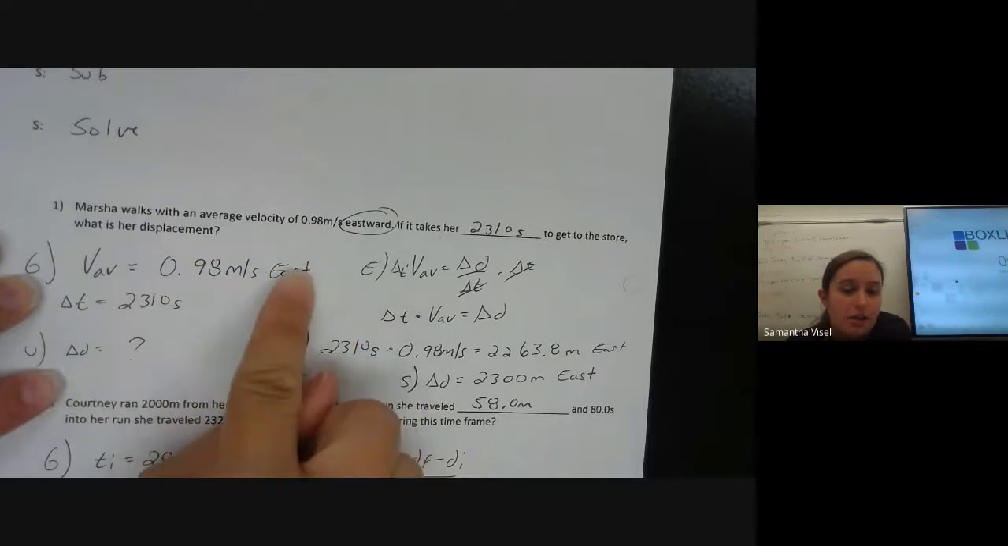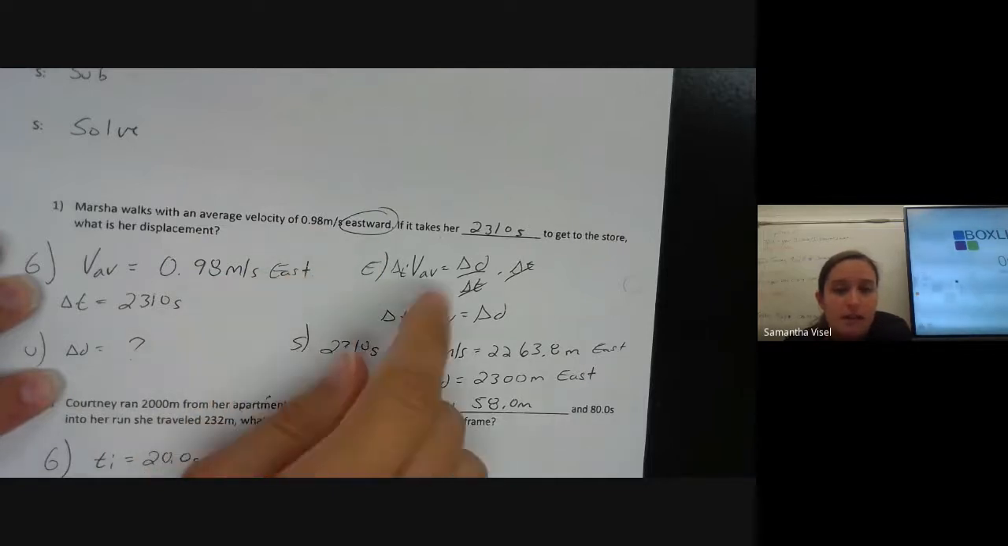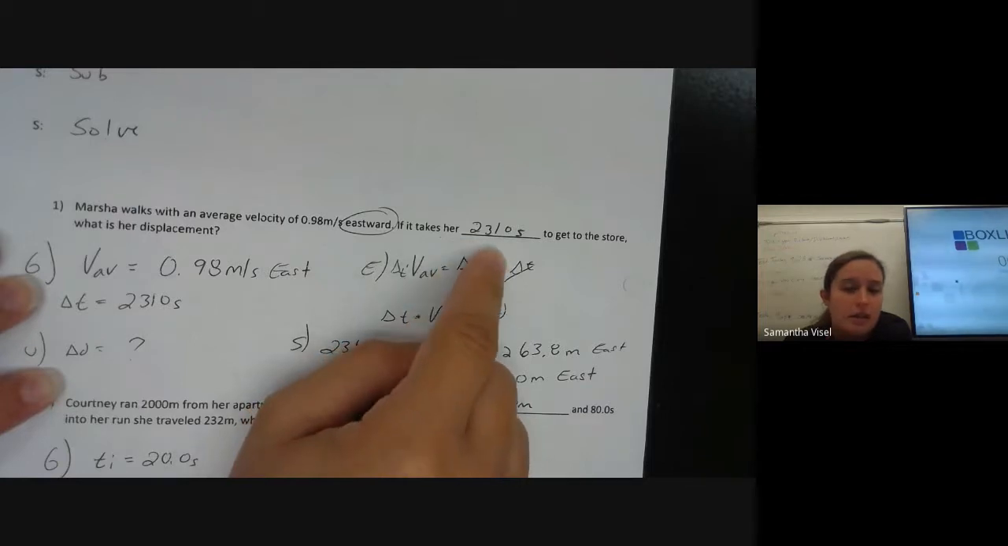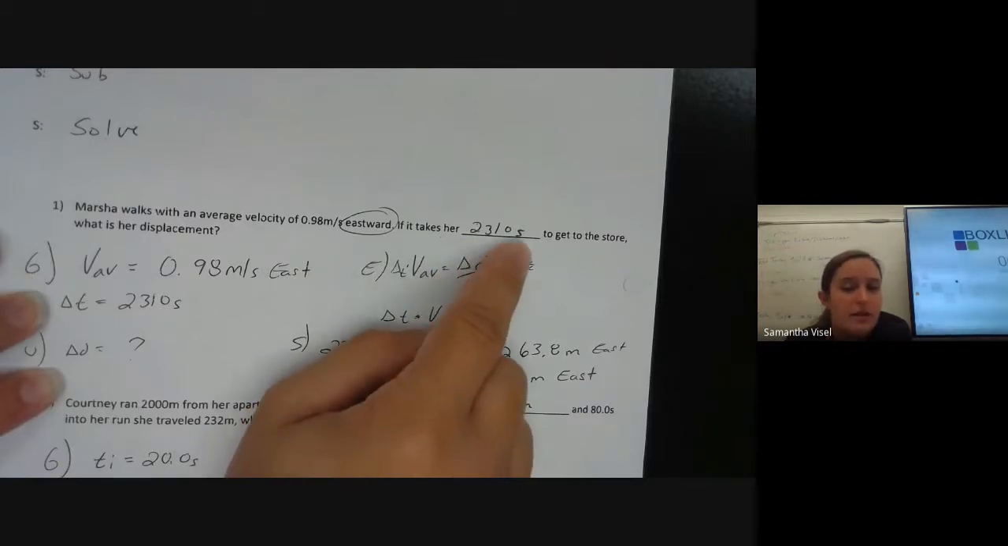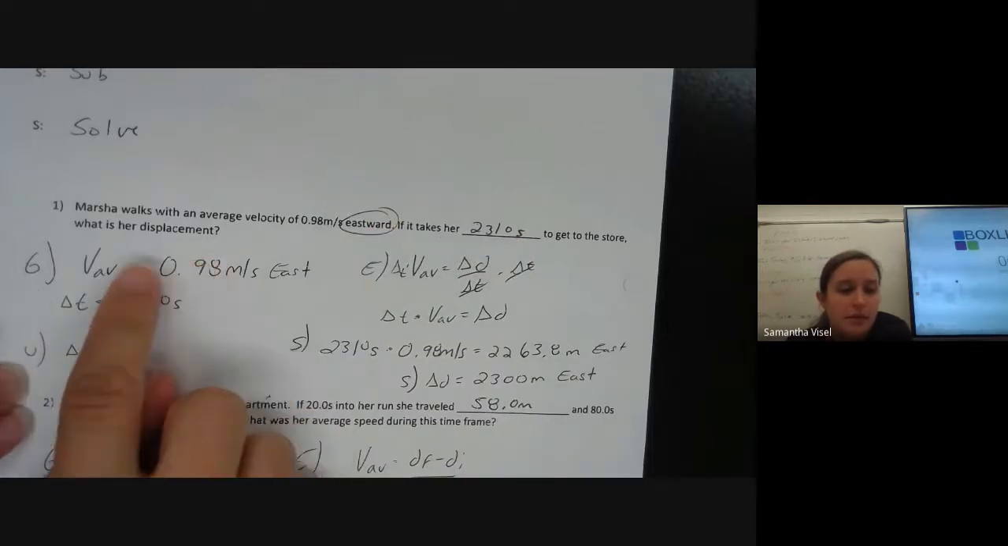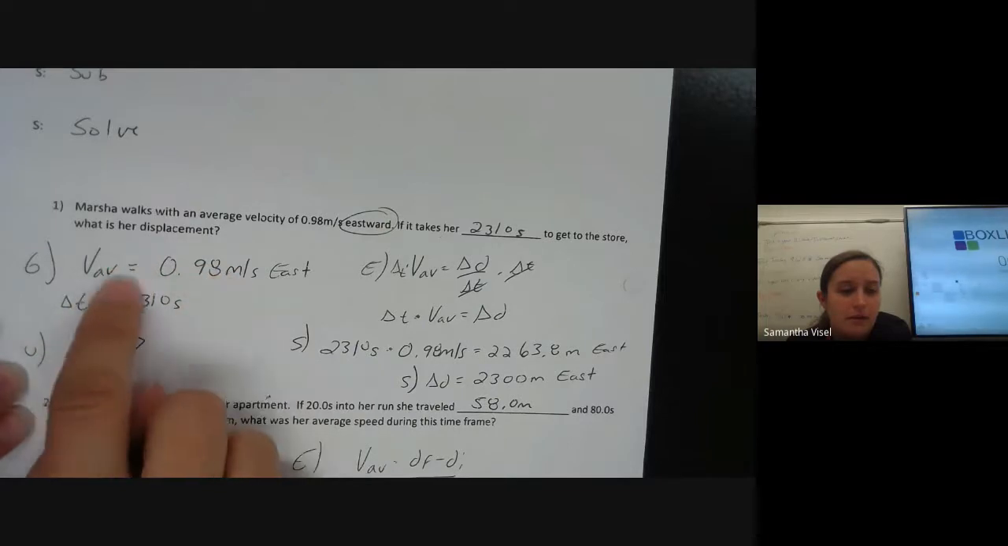There's a direction, so I'm going to include that. Takes her 2,310 seconds to get to the store. So notice this doesn't say a time of, but since it has the unit of seconds, I know that's a unit for time. So that's a t value. And I'm looking for a displacement. So these are my givens, symbols, and units.